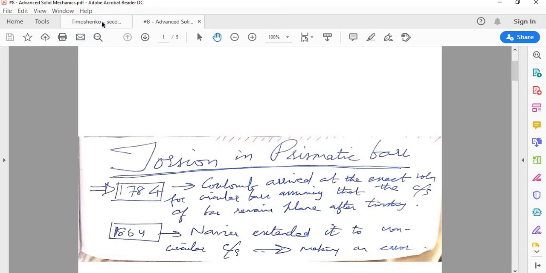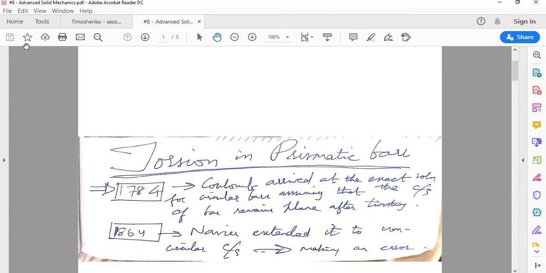So from today's lecture we will be discussing torsion. In your syllabus the exact word is torsion in prismatic bars. So what do you mean by prismatic bars? Well, prismatic bars are nothing but bars with uniform cross section. The cross section can be anything, it can be circular, square, triangle, whatever, but the cross section is constant throughout the length of the bar.